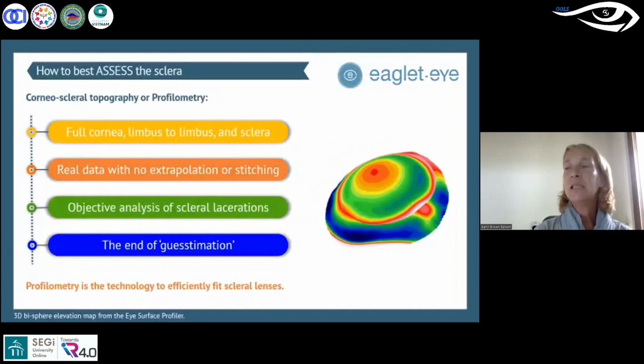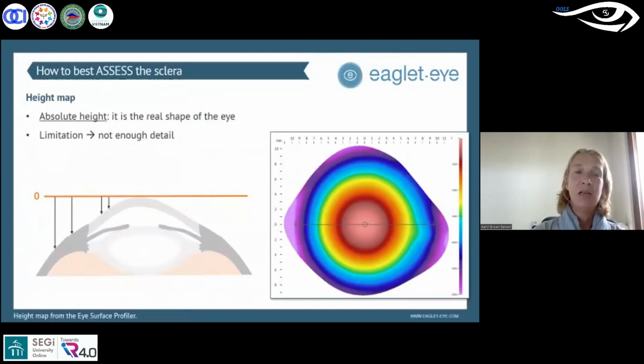So how to best assess the sclera? So here we're looking at the height map, which gives you the absolute height, and it is the real shape of the eye. But actually looking at the graph here, it's a limitation and it does not give you enough detail. So looking here, we're looking at the bisphere elevation map.